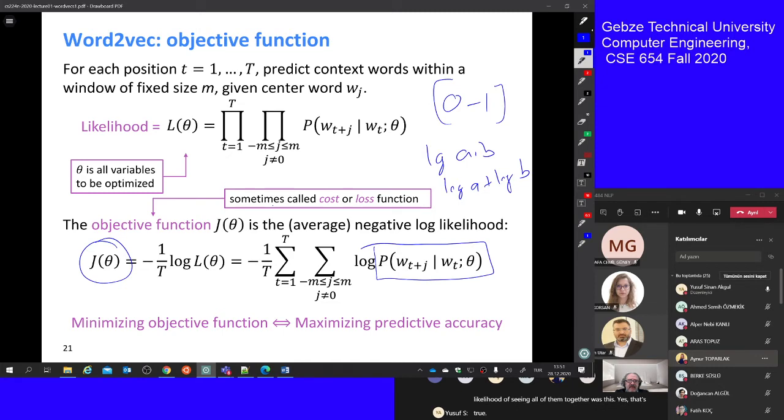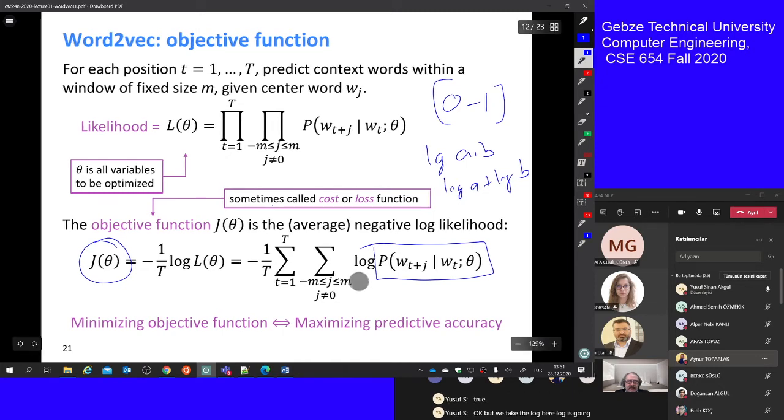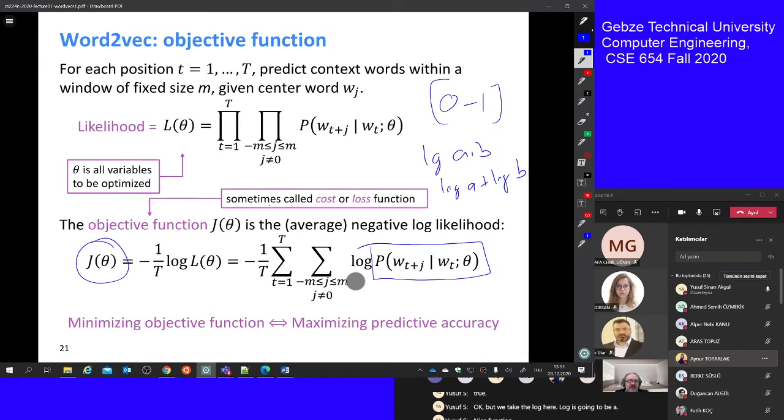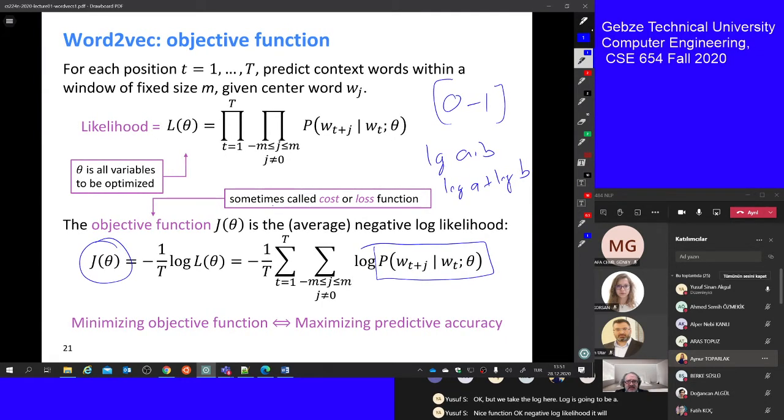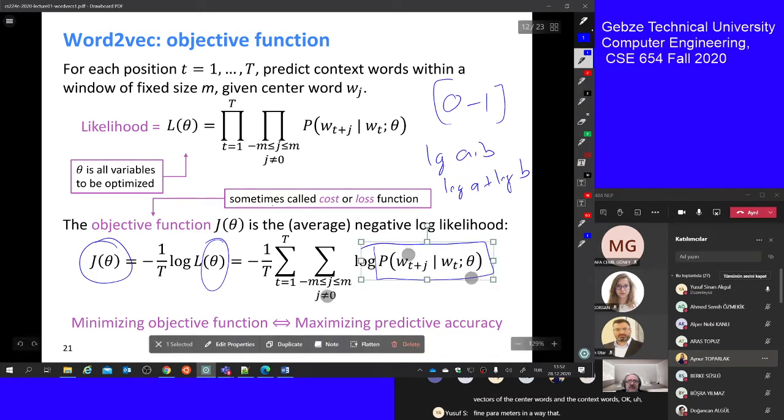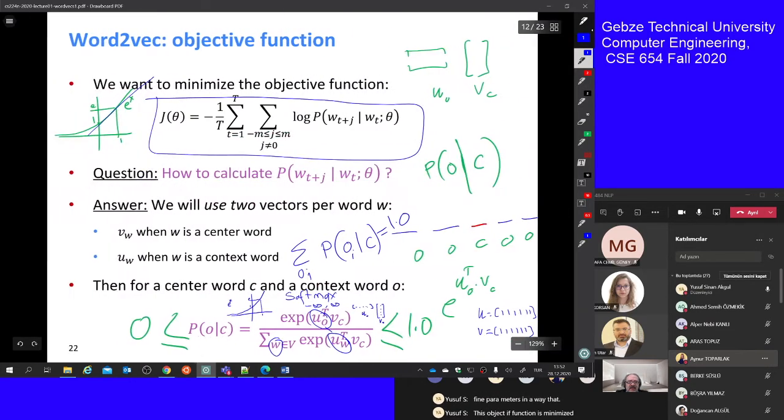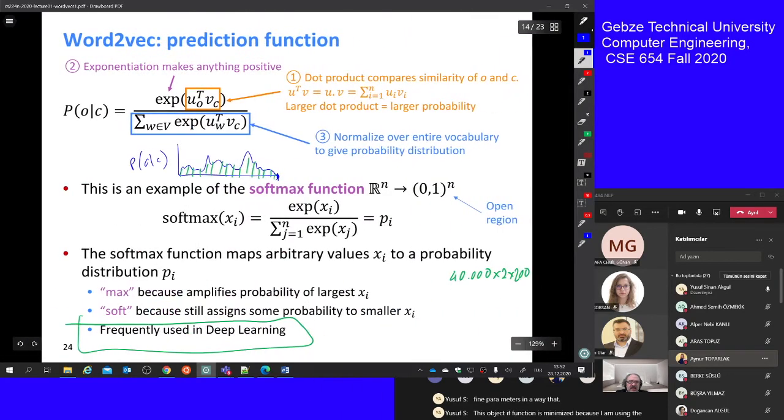But we take the log here. Log is going to be a nice function. A negative log likelihood will dampen some of the peaks. So given the corpora, this is what we are trying to optimize: find parameters. What are the parameters? Parameters are our vectors of the center words and the context words. Find parameters in a way that this objective function is minimized, because I am using the negative log likelihood. That's what we said last time.